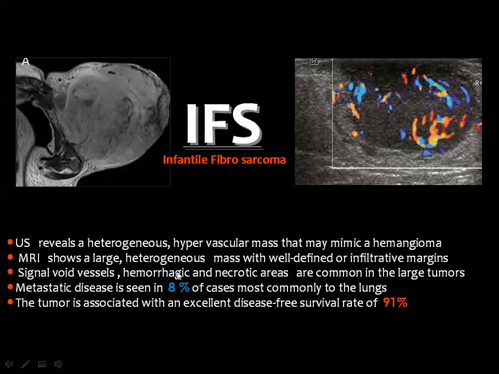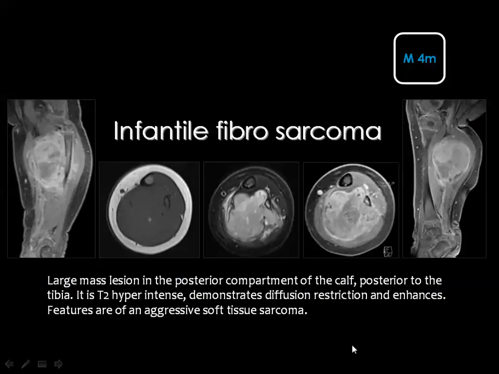Metastatic disease is seen in 8% of the cases, most commonly to the lung, and the tumor is associated with an excellent disease-free survival rate. This is the major difference between the infantile fibrosarcoma and the adult type. This is an infantile fibrosarcoma.